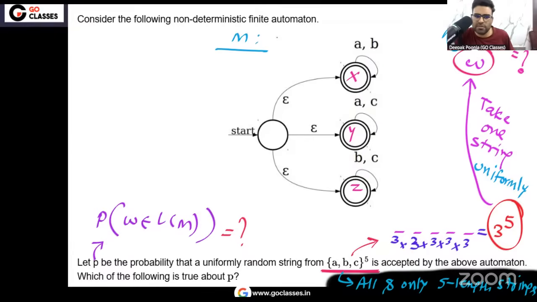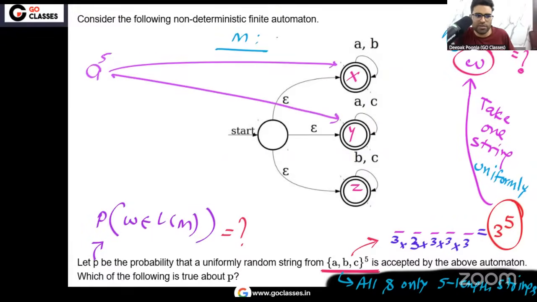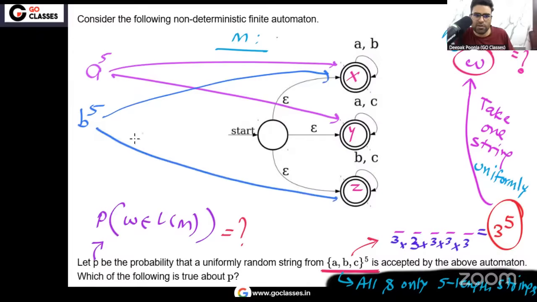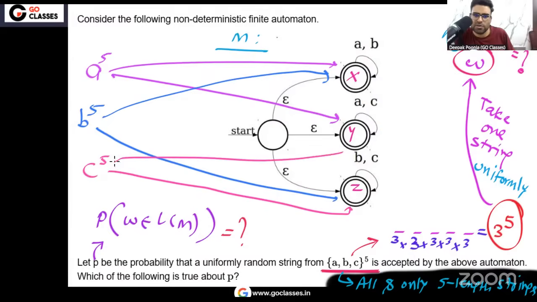Is this point clear? So very simple point. This is what I am saying, that you can see A power 5 is accepted here also, A power 5 is accepted here also, and A power 5 is accepted here also. Notice B power 5, that is accepted here also, and that is accepted here also. And notice C power 5, that is accepted here also, and that is accepted here also. Okay, yes or no? So A power 5, B power 5, C power 5, these strings you have counted double time.